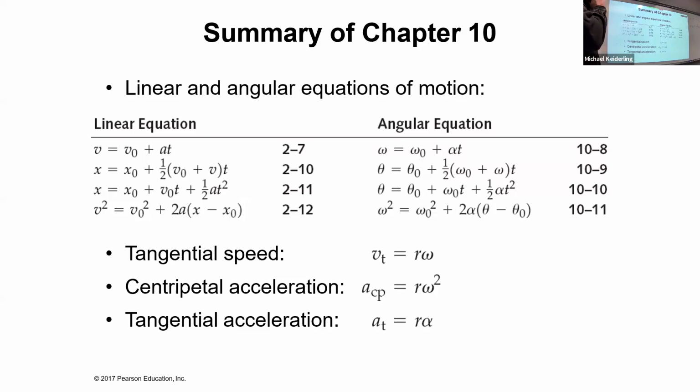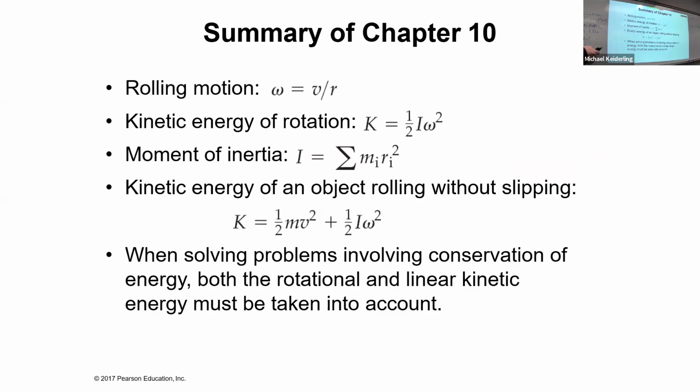To connect tangential speed and angular speed, tangential speed is radius times angular speed. Centripetal acceleration is radius times angular speed squared, so r omega squared. It's also equal to tangential speed squared over radius. Tangential acceleration is radius times alpha. These are at right angles to each other, so if you want to figure out the total acceleration, you can use the Pythagorean theorem. For rolling motion, omega equals v over r.